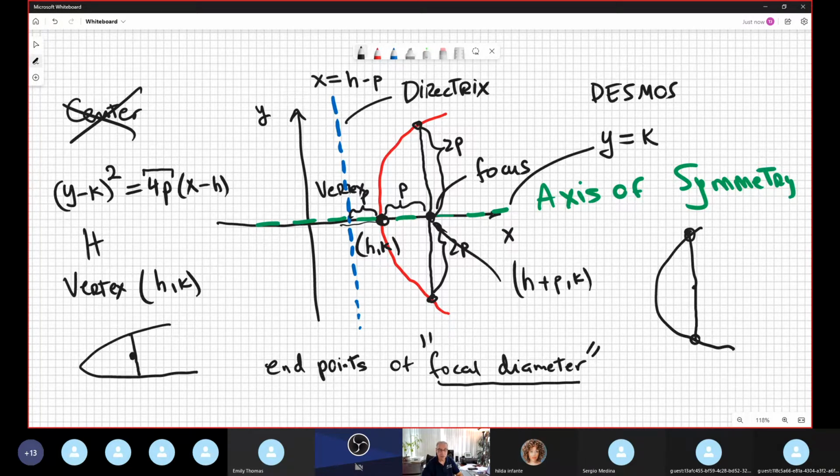And passing through the focus, of course, and touch the parabola at this point. And the distance is 2p from the focus.